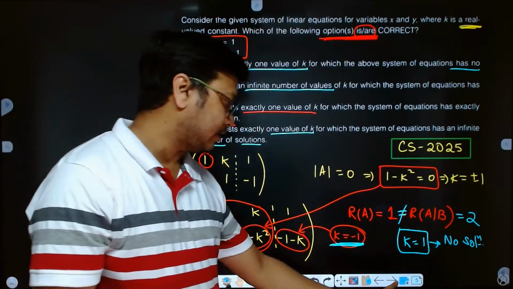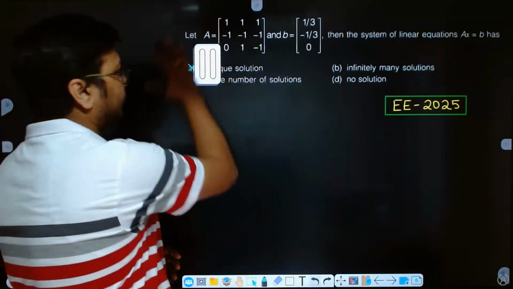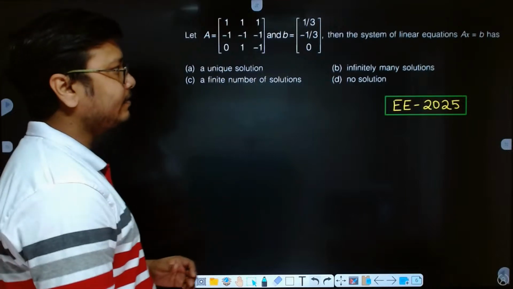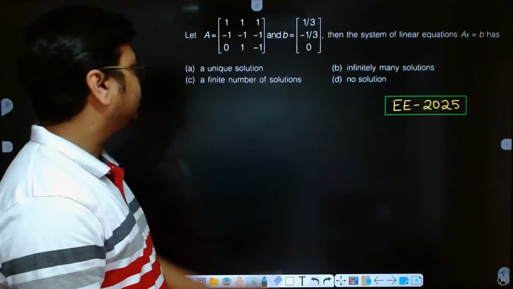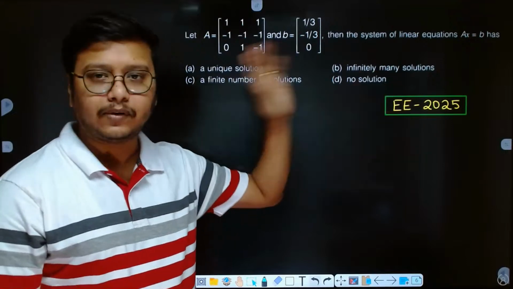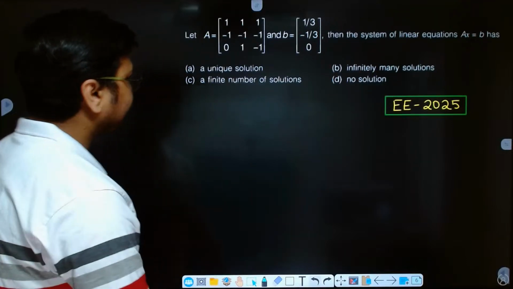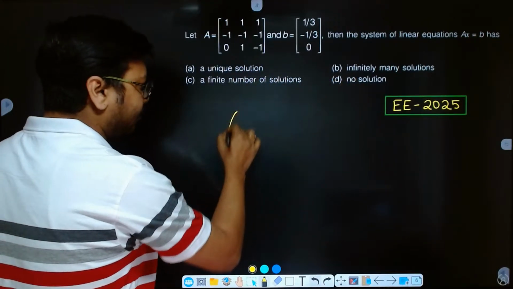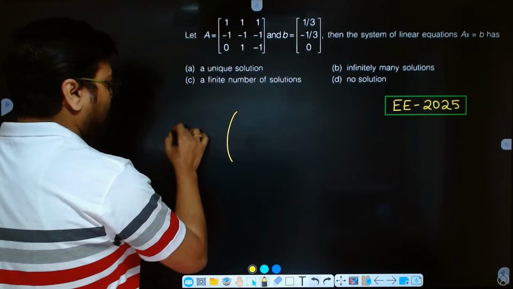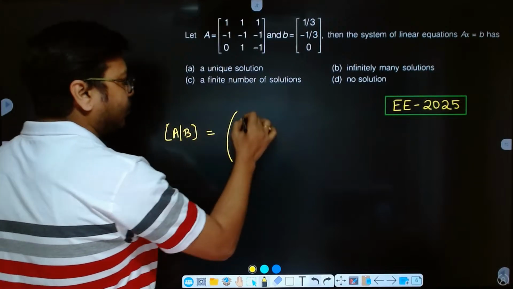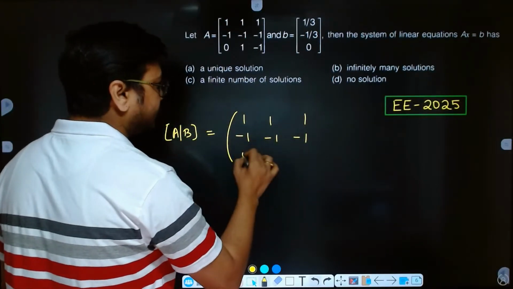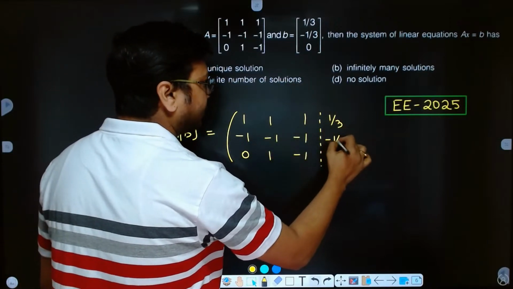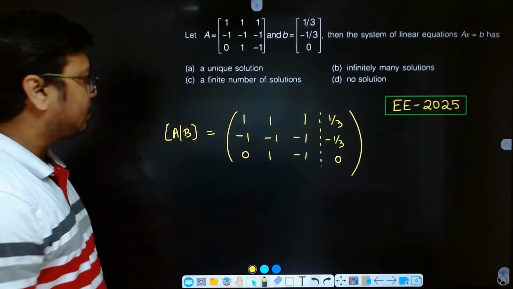So let's take a look at another question. A matrix is given, and a B column matrix is given. Again, a system of equations Ax equals B. This is a question from 2025. Whenever you have a matrix system of equations, first convert it into an augmented matrix. My augmented matrix would be 1 1 1, minus 1 minus 1 minus 1, 0 1 minus 1, augmented with the constant values 1/3, minus 1/3 and 0. We have got our augmented matrix.